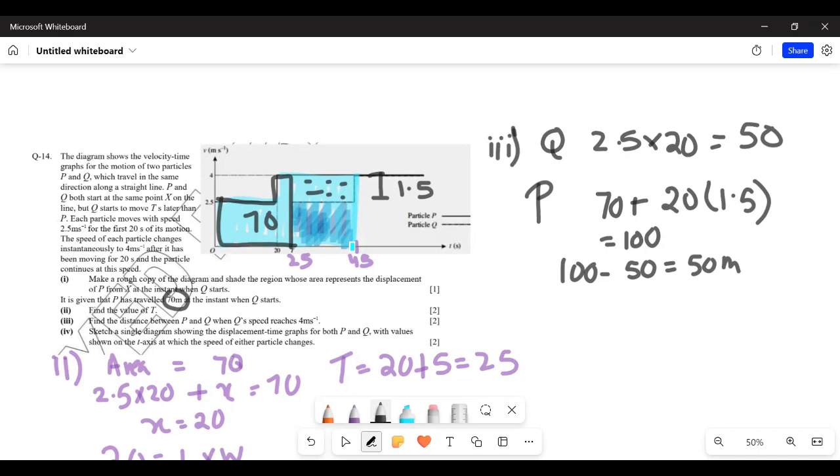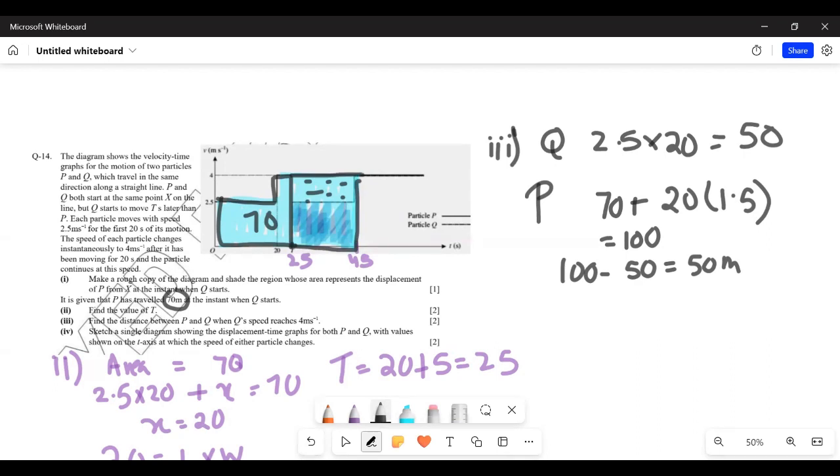गलत आंसर आ रहा है. The distance is 100 meters. Let me see मैंने क्या गलती की. मैम आपने 1.5 लिया और 4 लेना था. हाँ, 4 लेना था. पूरा एरिया लेना था. Yes, ये पूरा लेना था ना, ये नहीं लिया मैंने, वो ऊपर वाला रेक्टेंगल लिया.